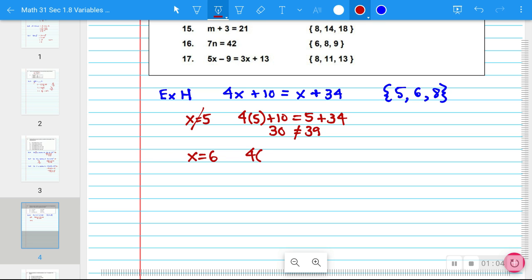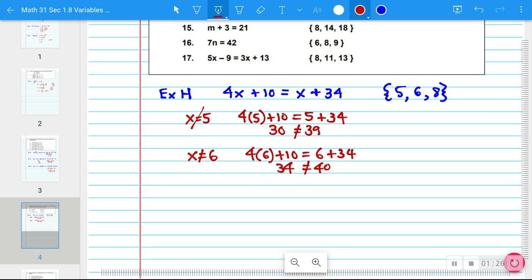4 times 6 plus 10, to see if that's equal to 6 plus 34. The right-hand side gives 40. And if you do the multiplication first on the other side, you get 4 times 6 is 24, with 10 added is 34. And once again, it's a false statement, so x does not equal 6.